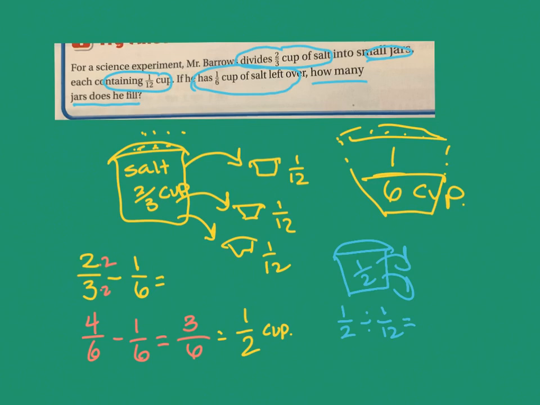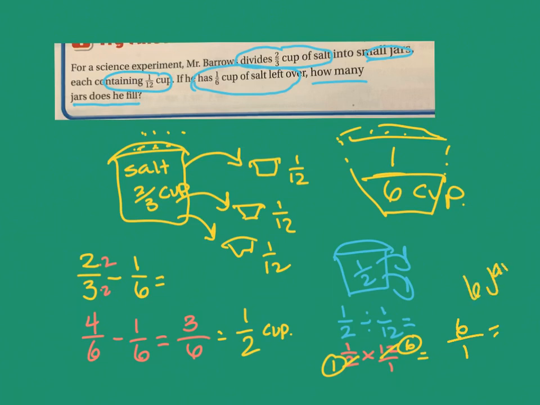Then I just use my steps for dividing fractions. Keep, change, flip, cross reduce. Nothing goes into 1 evenly other than 1, so that's not going to reduce. 2 and 12, though, 2 divides evenly into both of them. Once here, and 6 times there. Multiply straight across. 1 times 6 is 6. 1 times 1 is 1. That's the same as 6.